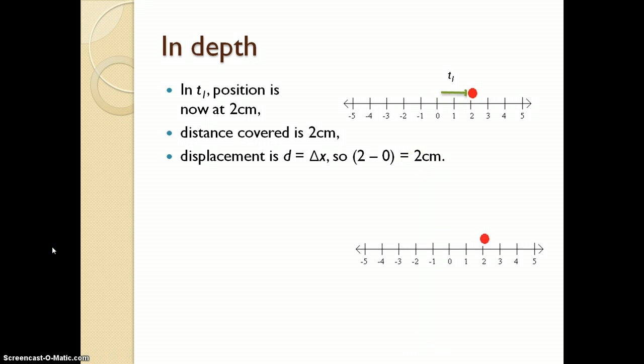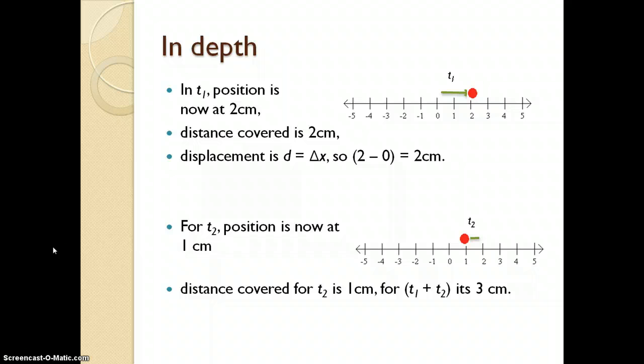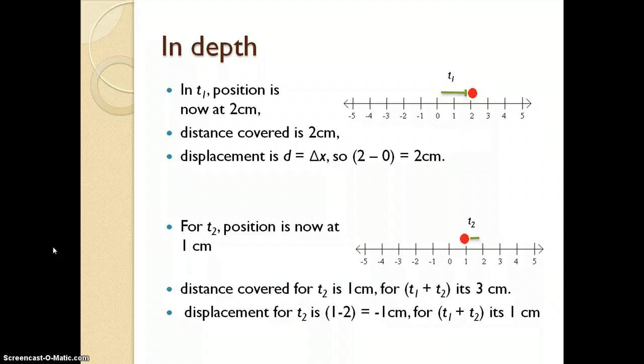Now, the ball starts at 2, and then in the next period, t2, it goes back to 1. So going from 2 to 1 in the next time period. For time period t2, the starting position is 2, and the final position is now 1. The distance covered for time t2 is 1 centimeter. For the entire thing, it went from 0 to 2 to 1. That is a total distance of 3 centimeters. The displacement for t2: it went from 2 to 1, so the final position is 1, the starting position is 2, and you have a displacement of negative 1 centimeter. That negative is super big.